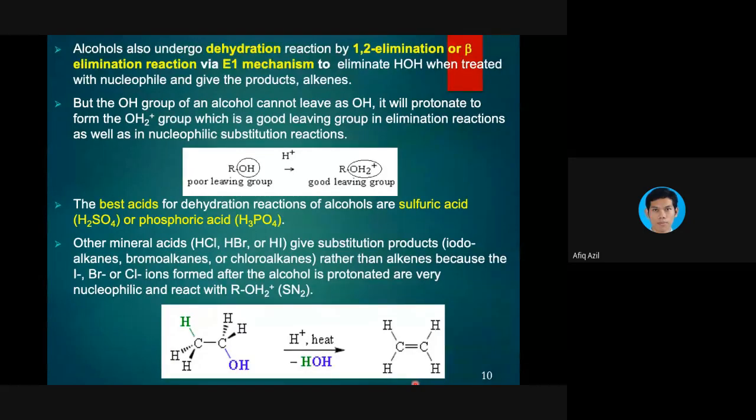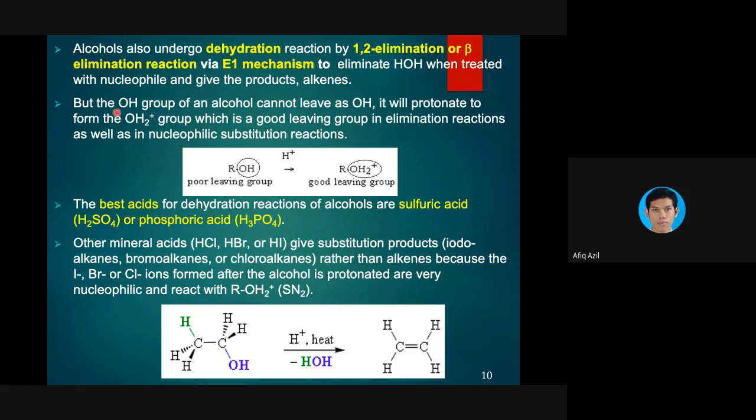So alcohols also undergo dehydration reaction, okay, by 1,2 elimination or beta elimination via E1 mechanism, but they eliminate HOH, which is basically water, H2O. Unlike alkyl halide, which will remove HX, in alcohol, if you do the elimination reaction, the eliminated group of atoms will be HOH or H2O. When it is treated with acid, and the product is still the same, an alkene.